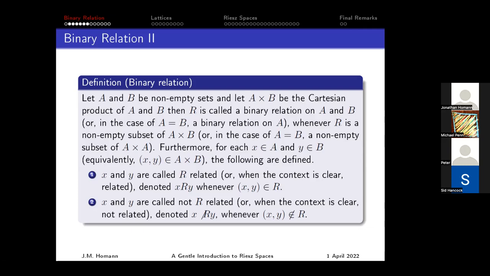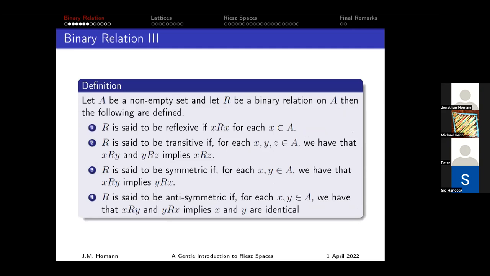And then for each X in A and for each Y in B, so we can write X in A and Y in B, or we can take the ordered pair (X, Y) in A cross B, we define the following. We say that X and Y are R related, or when the context is clear, we can simply say X and Y are related, and we write X R Y whenever (X, Y) is a member of the set R. And we say that X and Y are not R related, or when the context is clear, simply not related, and we write X not R Y whenever (X, Y) is not a member of the set R.